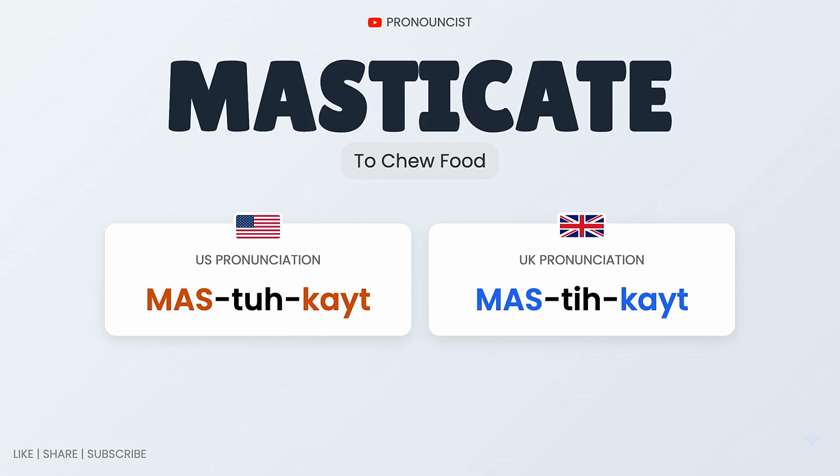Kate. Masticate. Stress mass and keep t soft in US, clear in UK. Masticate. Practice repeatedly and you'll soon be able to say this word perfectly. The best way to practice is to repeat the syllable multiple times.